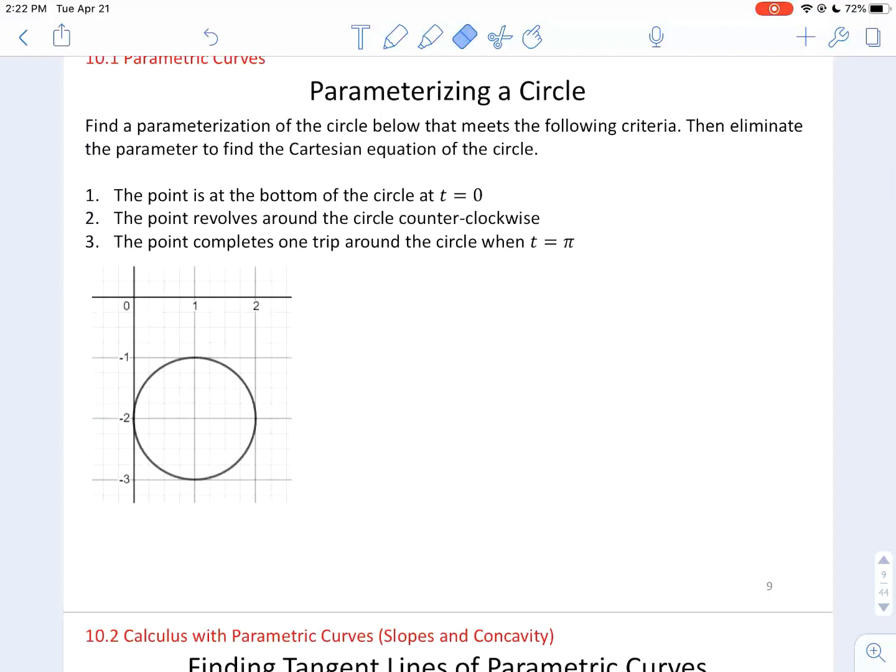Let's not worry about the center part first. The point is at the bottom of the circle at time 0. The point revolves around the circle counterclockwise, and by the time time gets to pi, it's back to where it started. Time pi halves, we want it to be up here. Time pi quarters, we want it to be over here. And time 3 pi quarters, we want it to be over here. Let's get the rotation and the starting spot correct, and then we'll worry about the radius. We'll shift the center last.